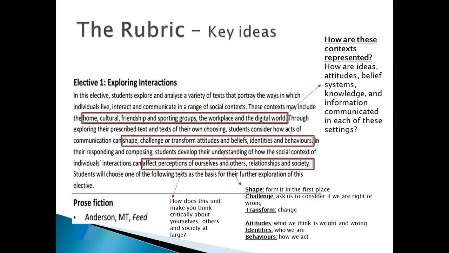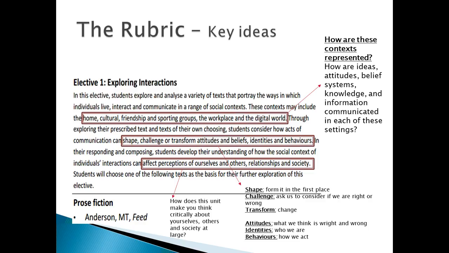Alright, now we're going to look at the specific part of the rubric for our elective, Exploring Interactions. In this elective, students explore and analyse a variety of texts that portray the ways in which individuals live, interact and communicate in a range of social contexts. These contexts may include the home, cultural, friendship and sporting groups, the workplace and the digital world.